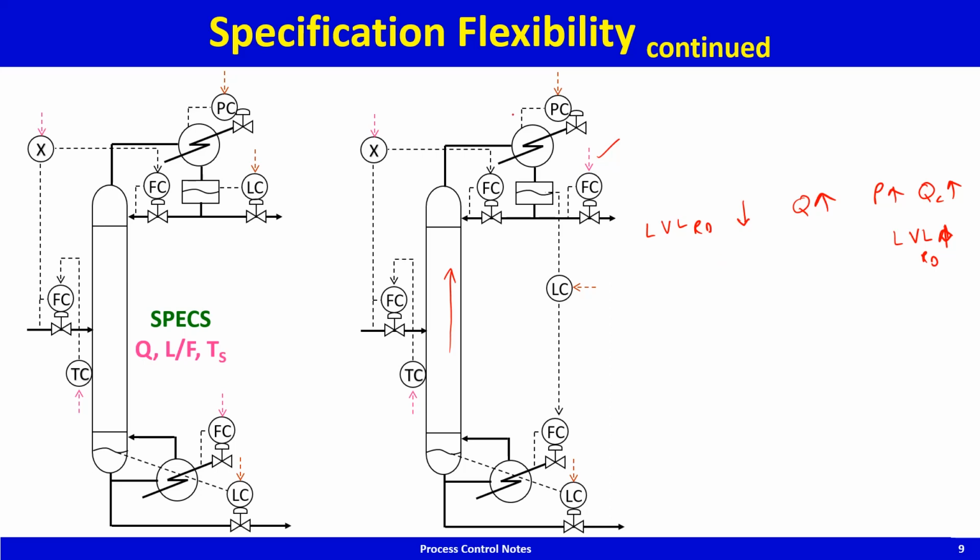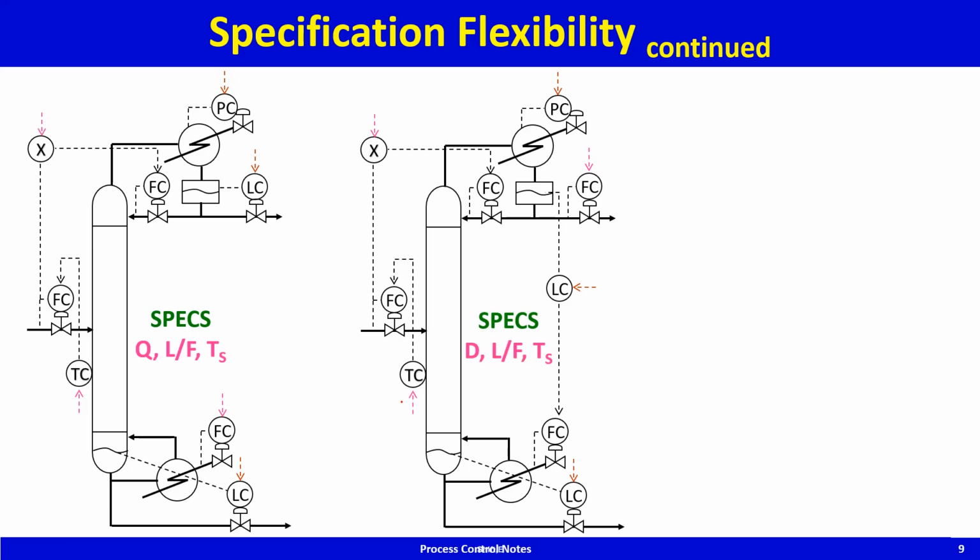If the pressure controller is not on, level control of the reflux drum will not get achieved in this control structure. But nevertheless, this control structure will work as long as the pressure controller is on. You will get level control of the reflux drum. What are the specs here? This is the throughput manipulator, this one, and this one. These are the specs.